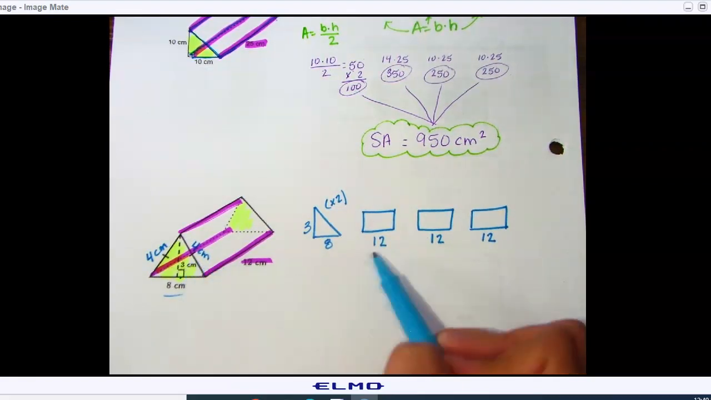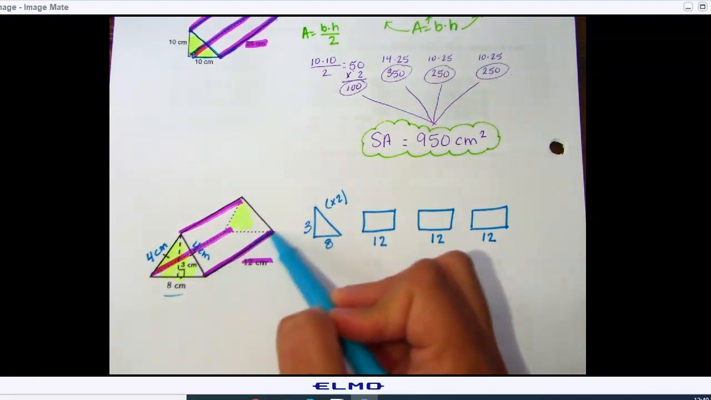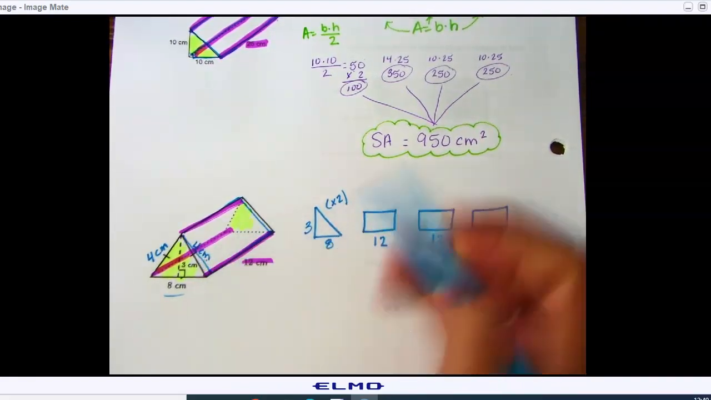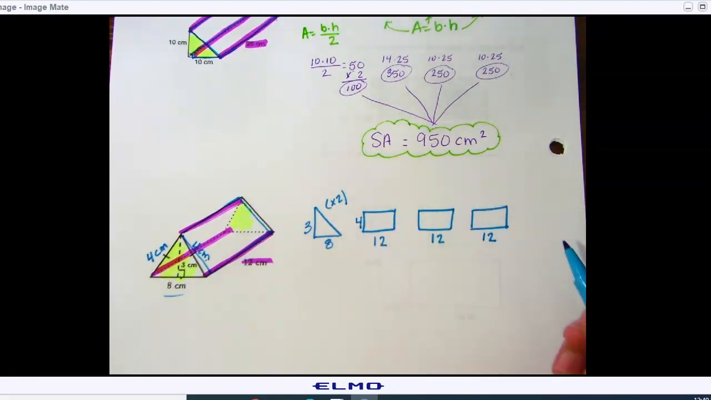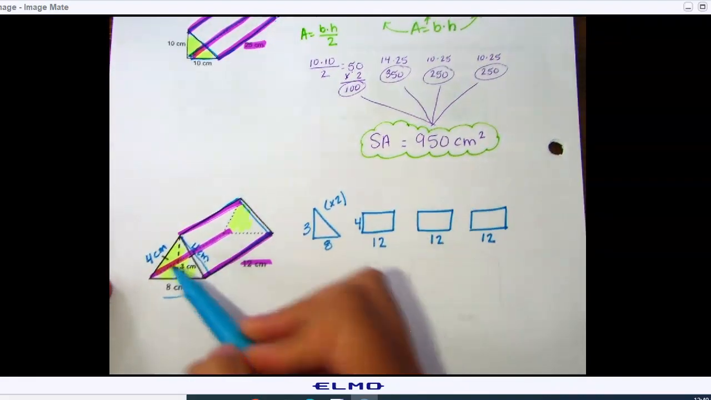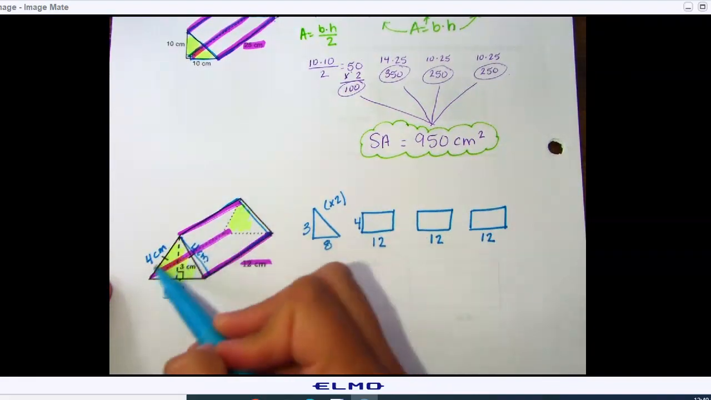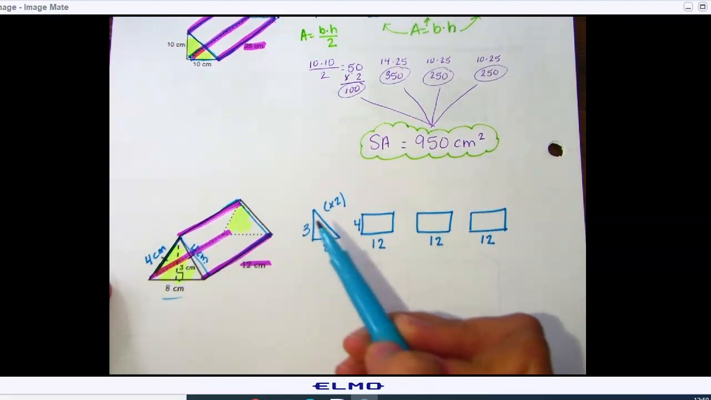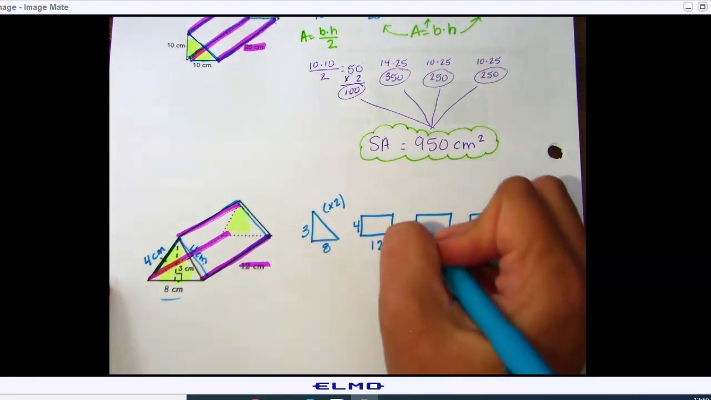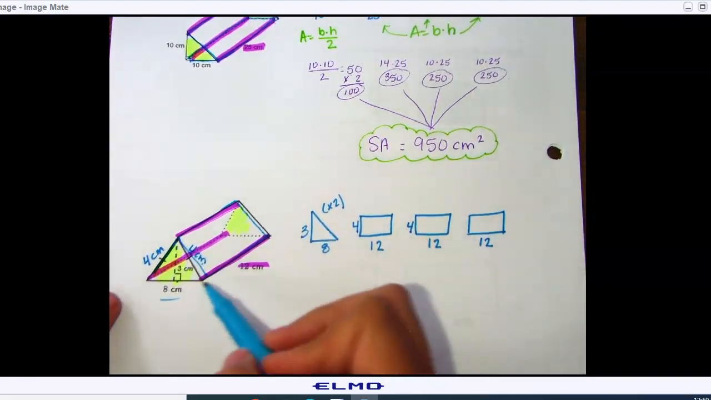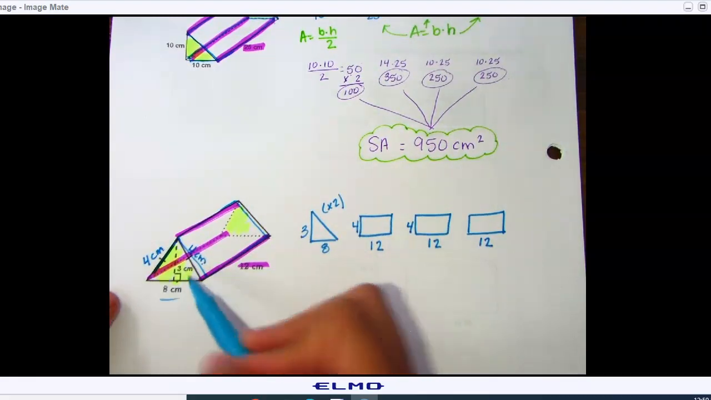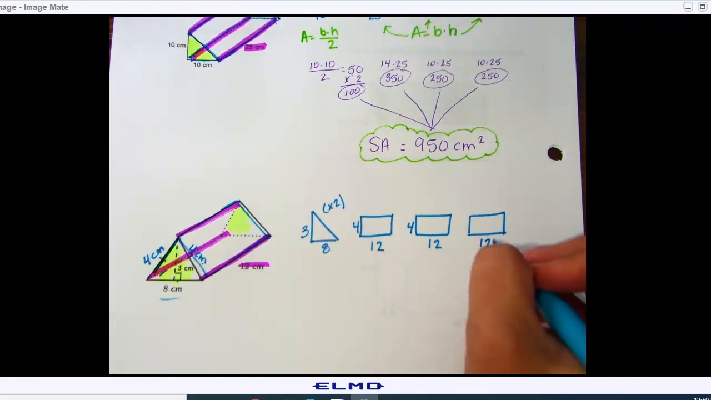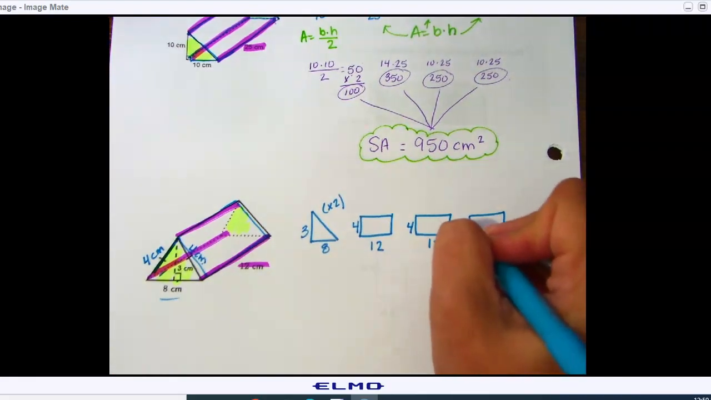If we are looking at our rectangles, we've got 12, and it connects by the 4. So we have a 12 by 4. The next one, same thing, the back side is 12. Our purple line is 12. And what connects your purple line would be 4. So 4 again. And the last one would be the bottom. If you can cover it up, you can kind of see there's your bottom rectangle, which would be a 12 by 8.